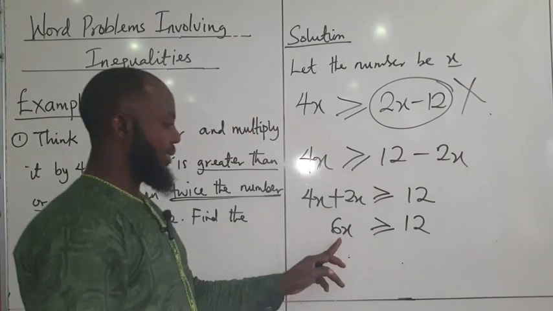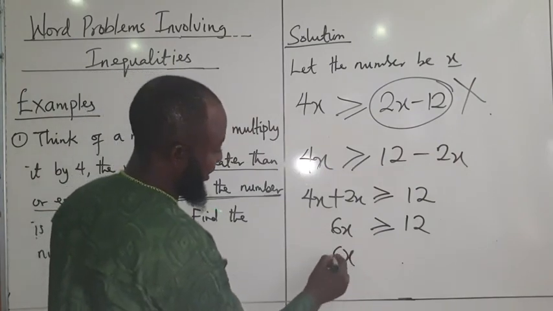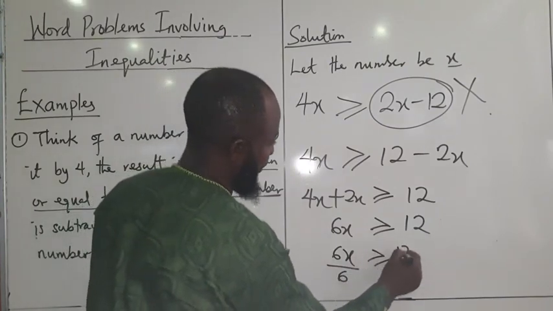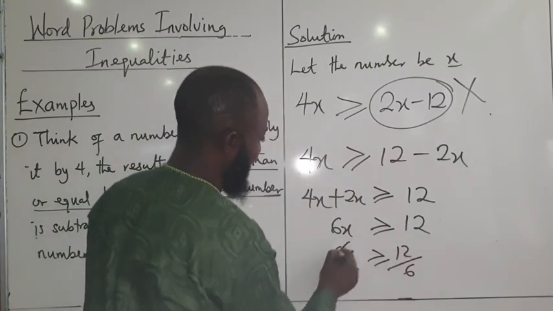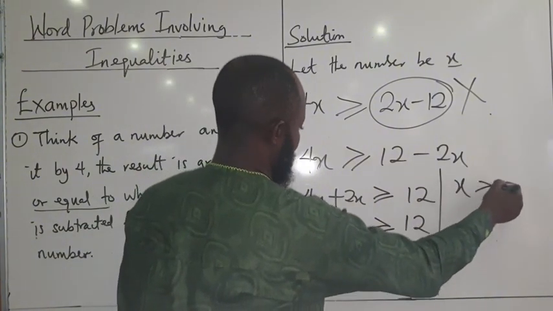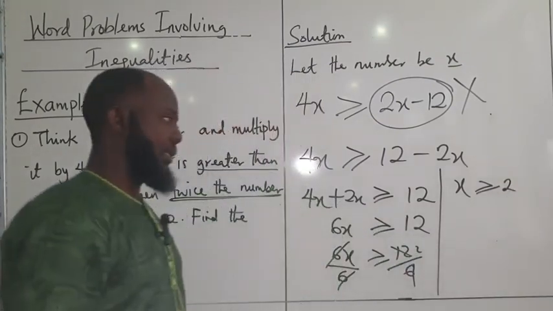So it is x we're looking for. Therefore, x, we divide both sides by what? 6. 6x over 6 greater than or equal to 12 divided by what? 6. This cancels this. So x is greater than or equal to 12 over 6, which is 2. x is greater than or equal to what? 2.